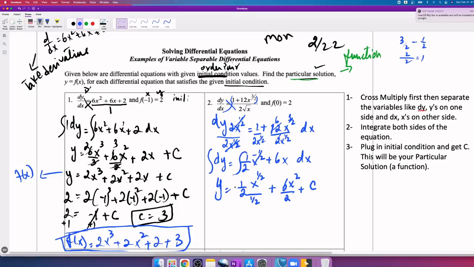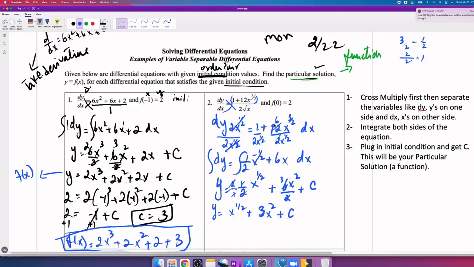Now I have to fix this. Half, when we do the reciprocal, it's going to go 2 over 1. Right? And they cancel out each other. They cancel out right there. So I'm left with x half. This one we can simplify as a 3. So I got y equal x half plus 3x squared plus c.